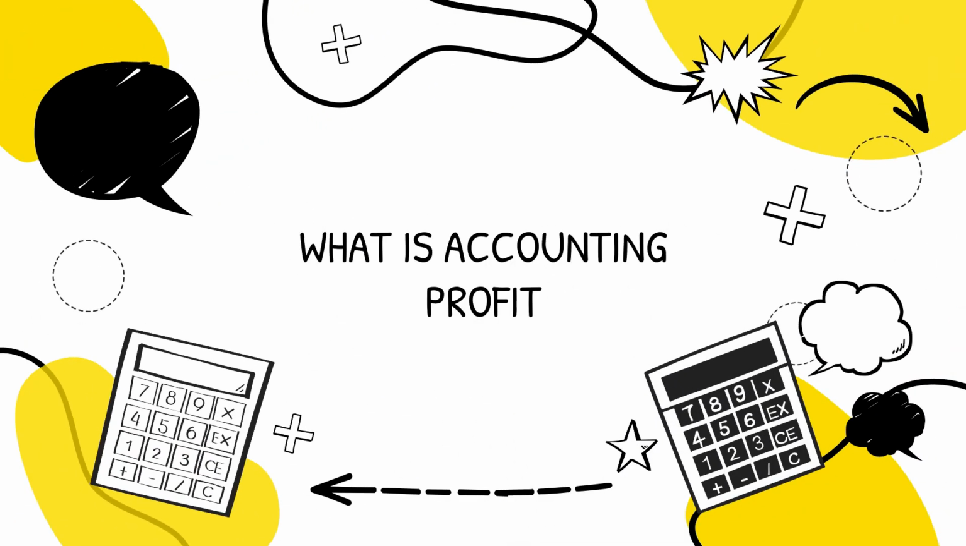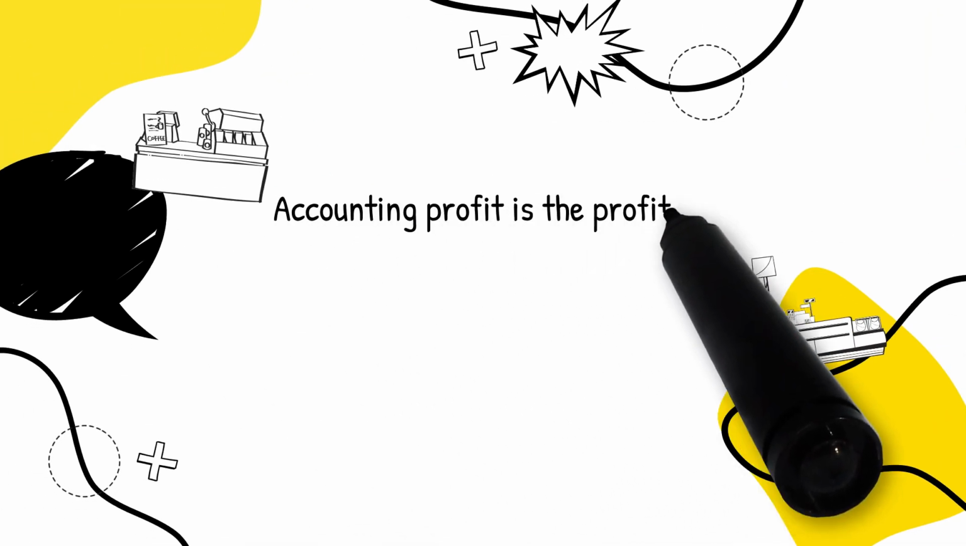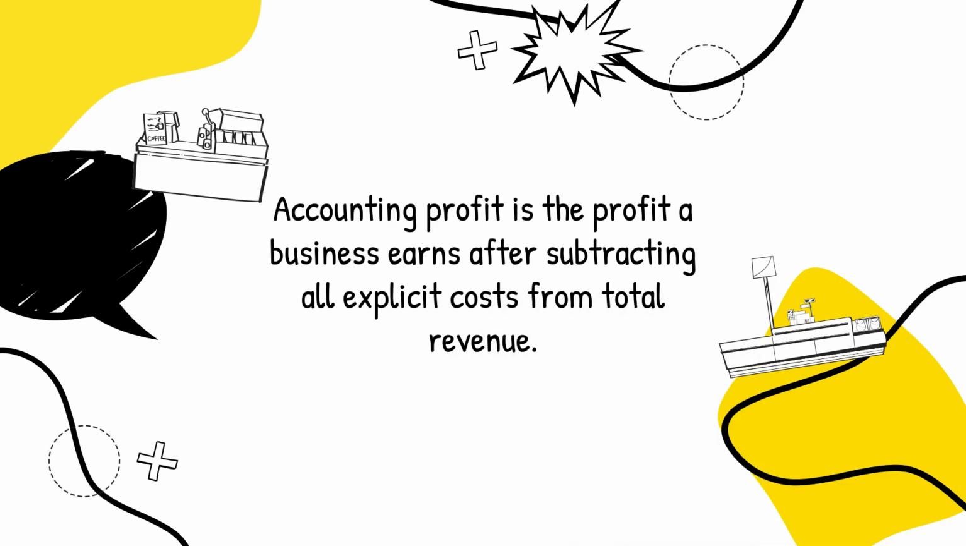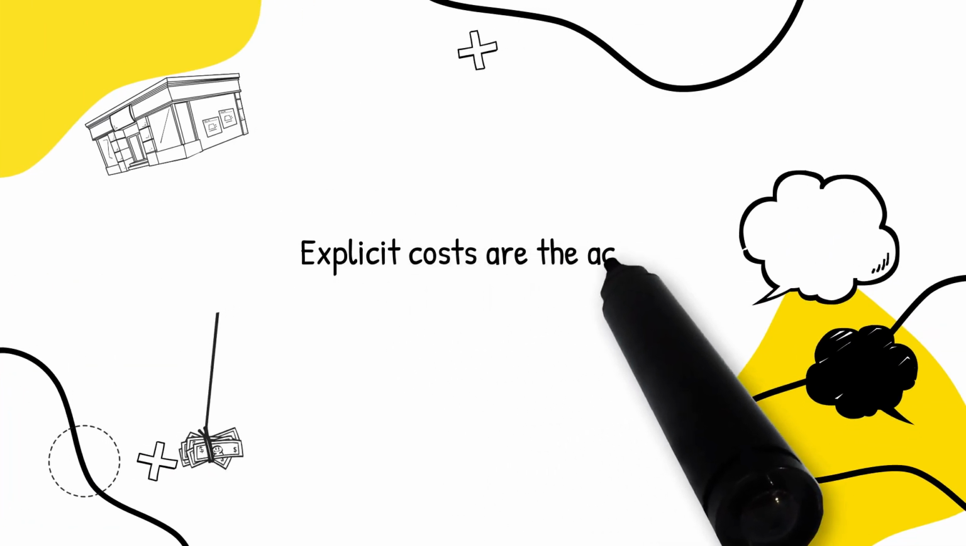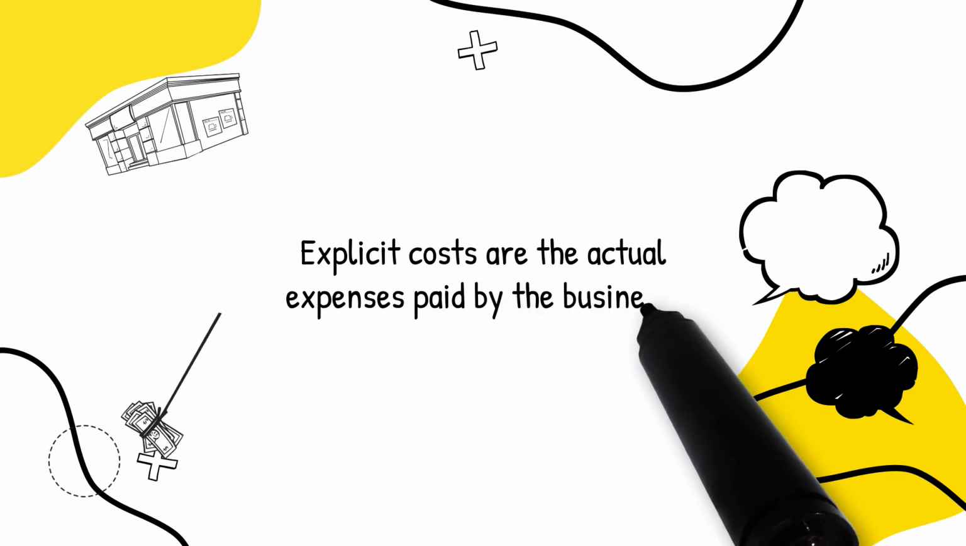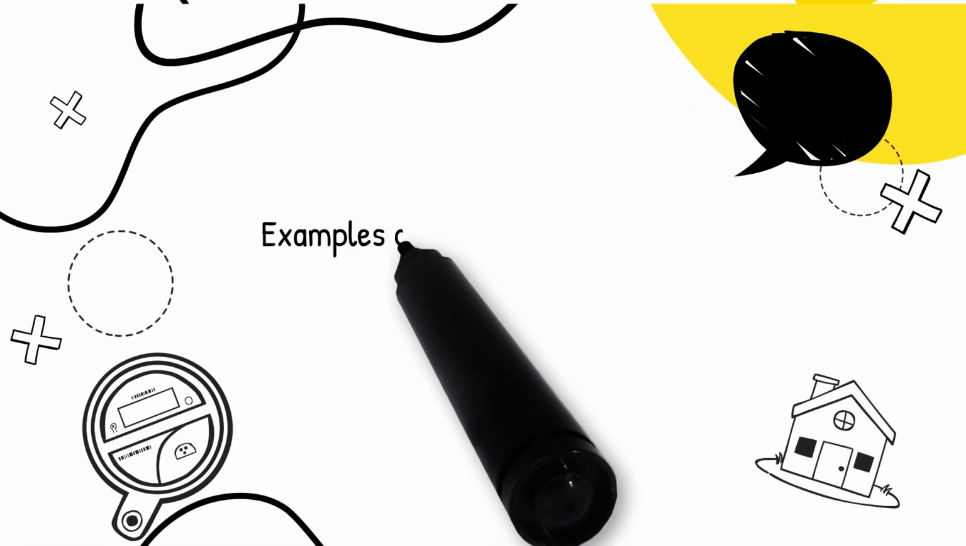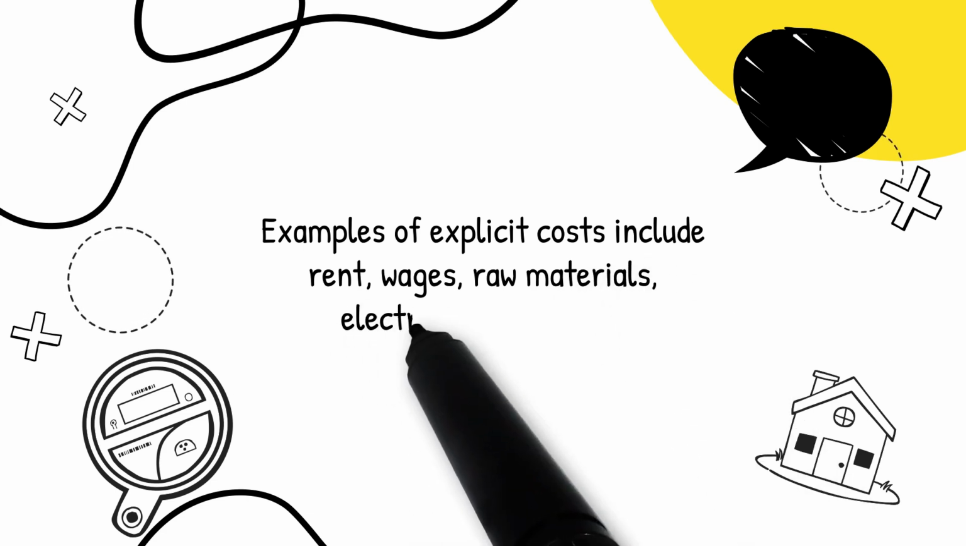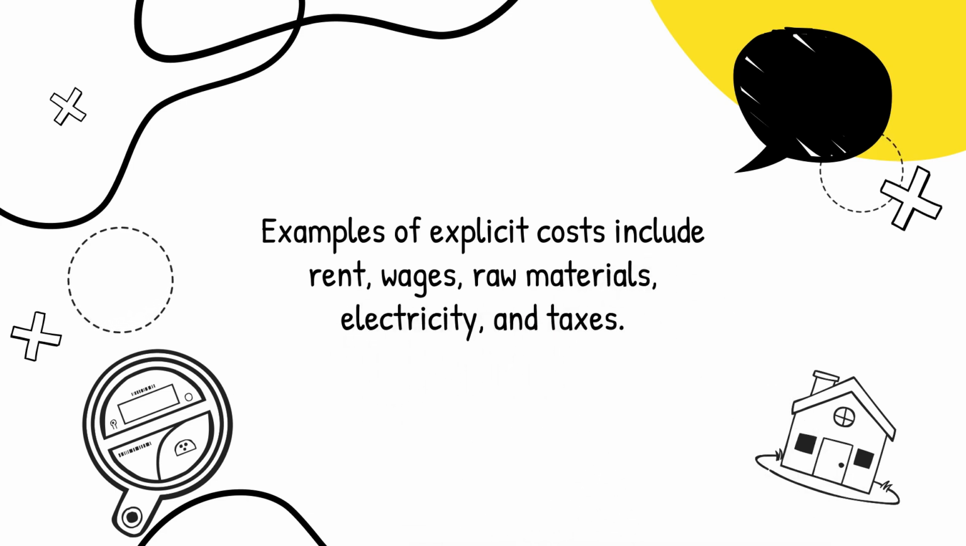What is accounting profit? Accounting profit is the profit a business earns after subtracting all explicit costs from total revenue. Explicit costs are the actual expenses paid by the business. Examples of explicit costs include rent, wages, raw materials, electricity, and taxes.